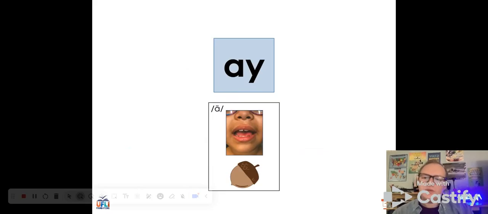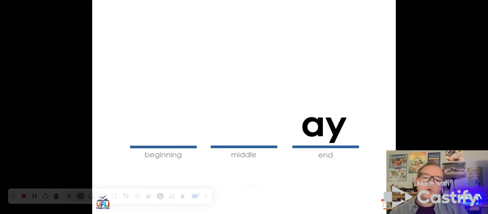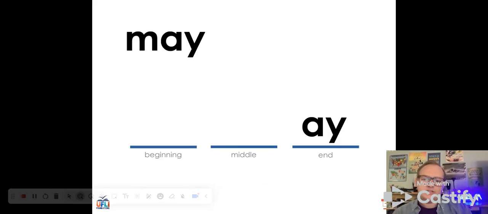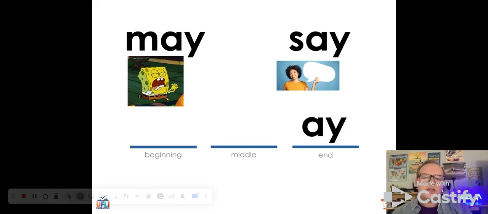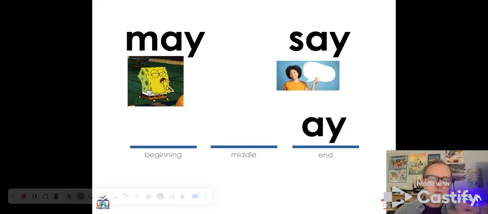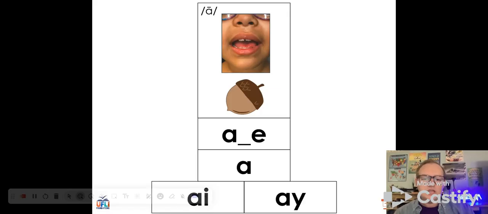The next vowel team that we have, and the last one that we're going to be talking about today, is AY. AY also spells A, and that's going to only come at the end of words, like in the word may and say. Okay, so we have those two different spellings. AI comes at the beginning or the middle. AY comes at the end. So now we have 4 different ways to spell the A sound.